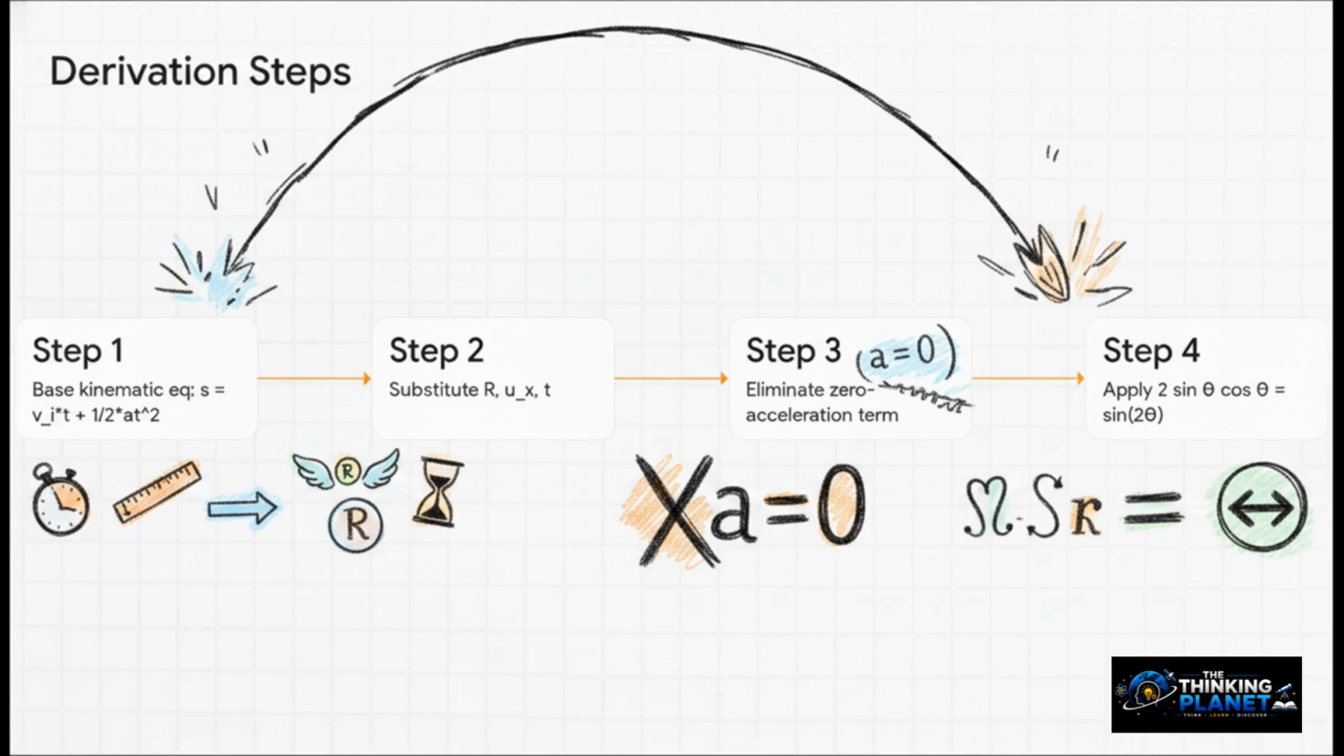Step 3 is where it gets really clean. Remember how horizontal acceleration is 0? Because of that, the entire right half of the equation just vanishes. It becomes 0. Finally, in step 4, we multiply the remaining parts together and use a super handy trigonometric identity, specifically that 2 sine theta cosine theta equals sine of 2 theta, to perfectly simplify our math.